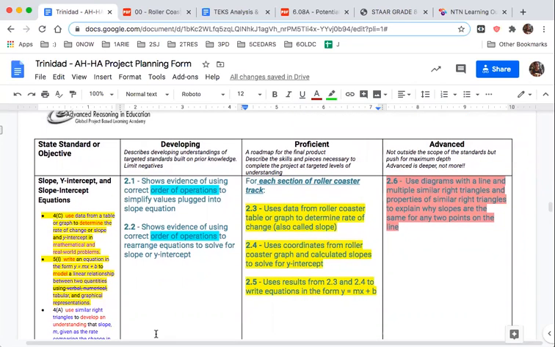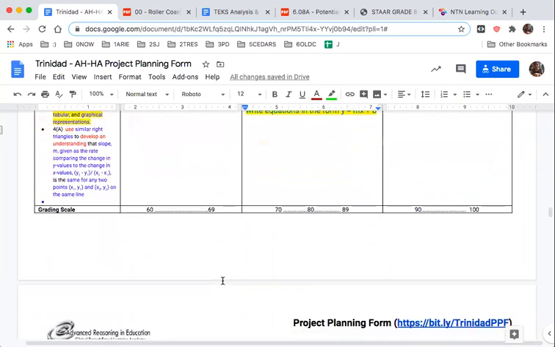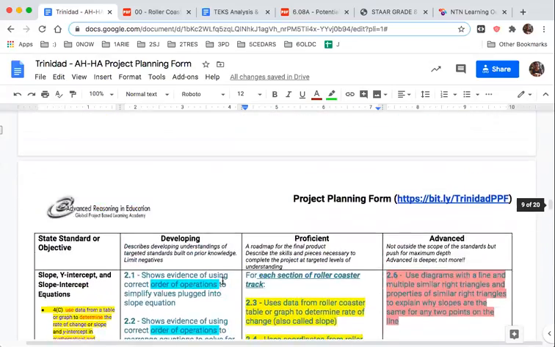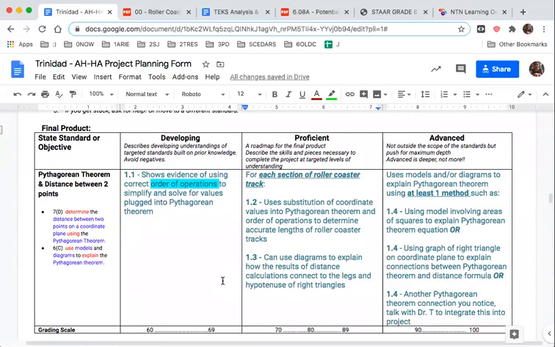We had spent a tremendous amount of time, 2 or 3 projects on order of operations. So you'll see in my math rubrics here, all of my developing criteria have a connection to order of operations. So for 1.1, shows evidence of using correct order of operations to simplify and solve for values plugged into Pythagorean theorem. So it may be when they come into this project, they may be getting answers wrong because they're putting in the values into the Pythagorean theorem incorrectly.